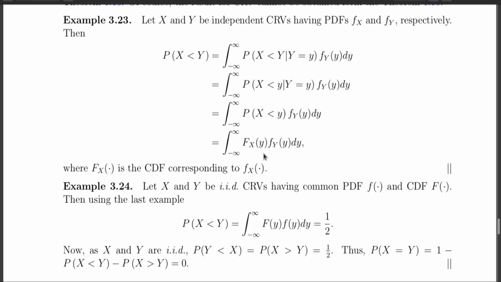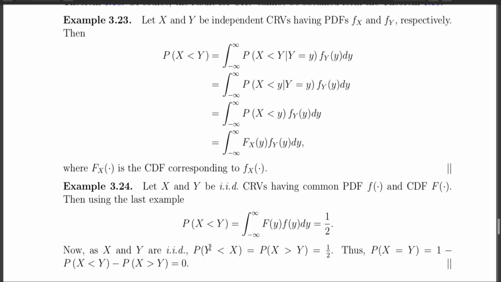Notice that this capital F is the distribution function corresponding to the small f. So that means small f is the derivative of capital F. So from there you can easily do this integration and we can get that the probability x is less than y equals half. Similarly, extending the roles of y and x, I can get that the probability y is less than x is also half.